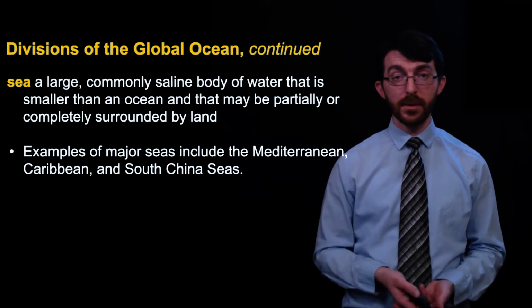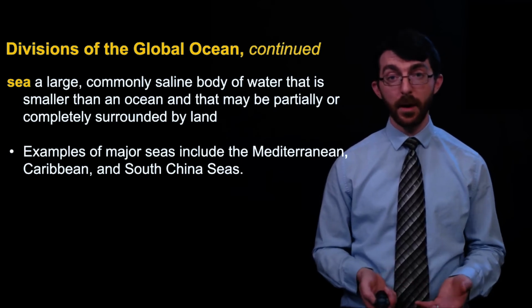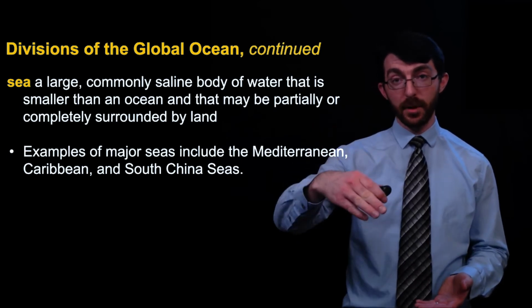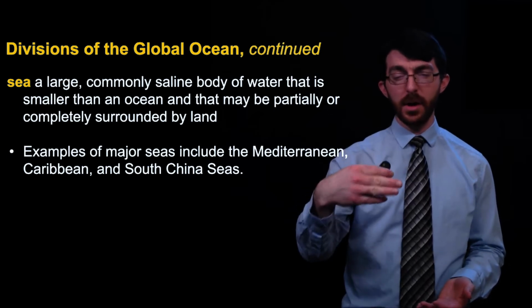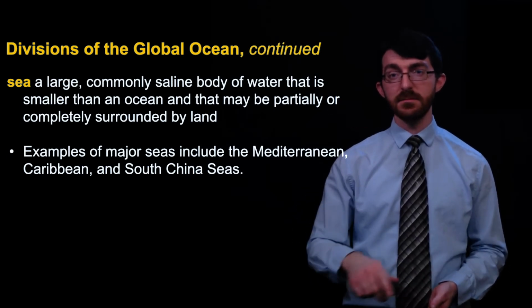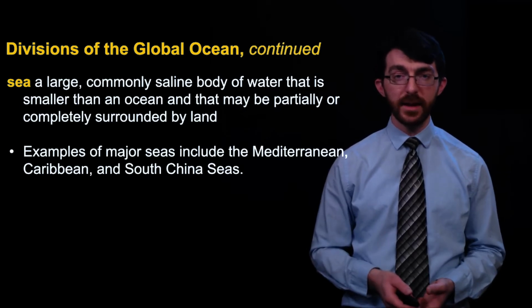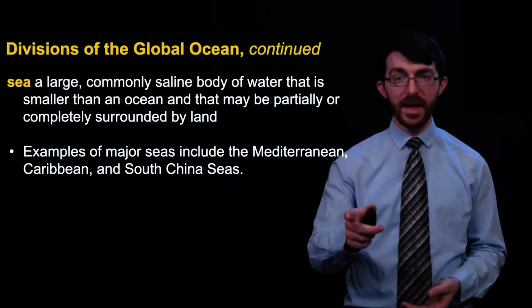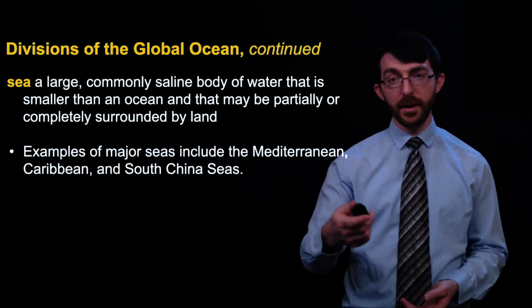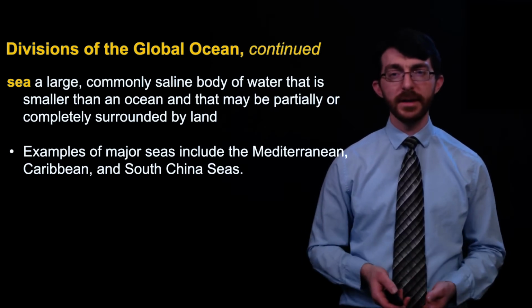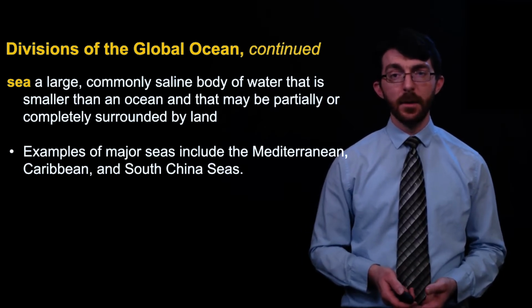So, for example, if you were to look at a map of Europe, below the map of Europe or above Africa, you'd see the Mediterranean Sea. It's pretty much surrounded by land. It does connect to the Atlantic Ocean over by Spain and Morocco, but it's almost completely surrounded by land.